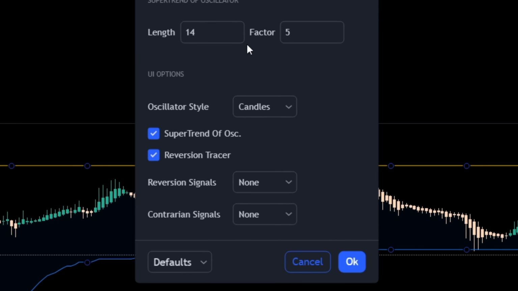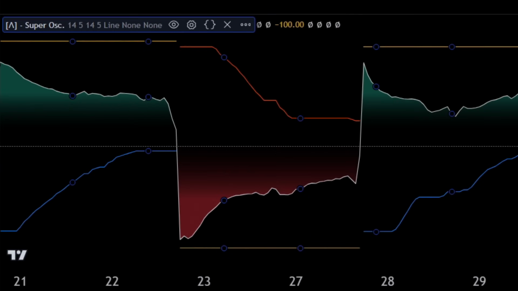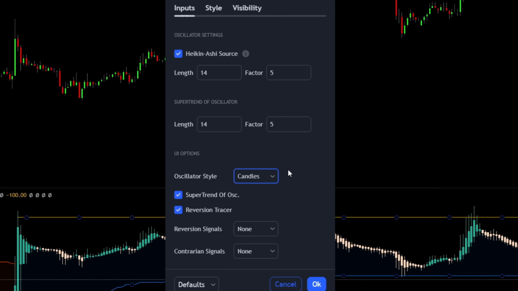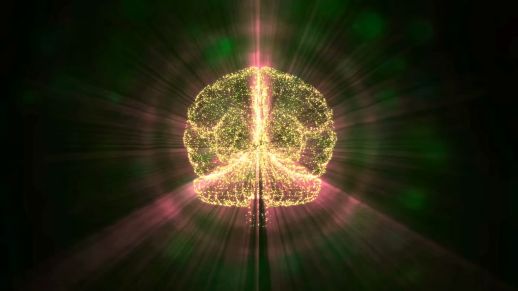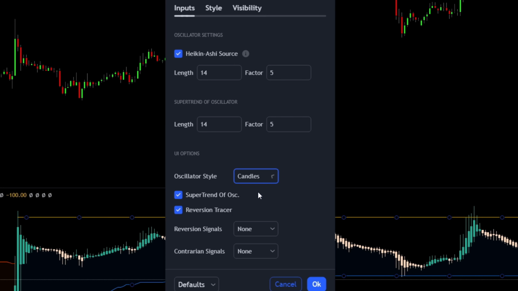Next up, we want to take a look at the oscillator style, and you can see that we can choose here between candles like we have right now. So as you can see, now the indicator turned into lines instead of candles. But what I personally prefer here is to use candles, because the Heikin Ashi candles can give us a bit more detail into the price action. So we get more information from the candles, and that is in general a very good thing. So I'm gonna keep it at candles for this one right here.